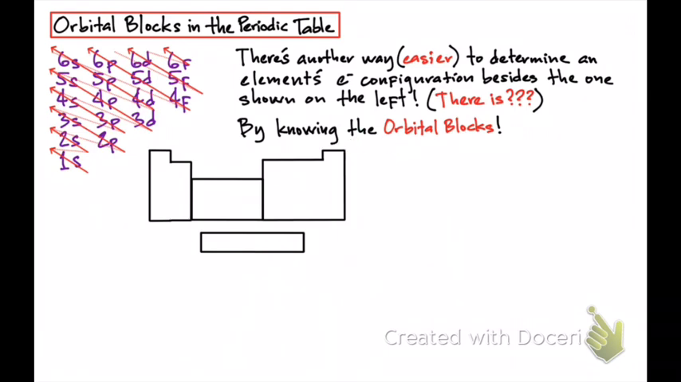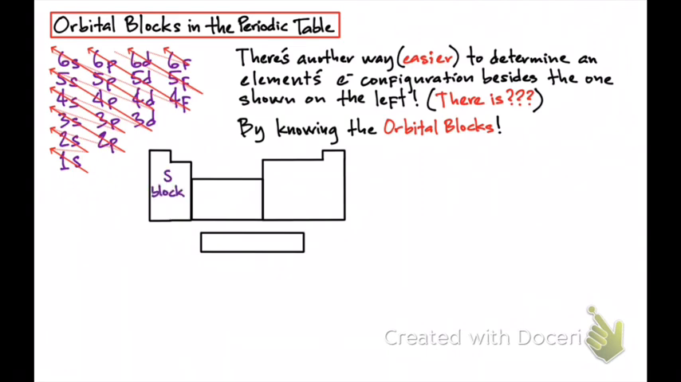And so what are these orbital blocks exactly? Well, these are orbital blocks. Remember that there are 4 different types of orbitals. You have the s orbital, the p orbital, d orbital, and the f orbitals. So these orbital blocks are based off of those 4 types of orbitals.